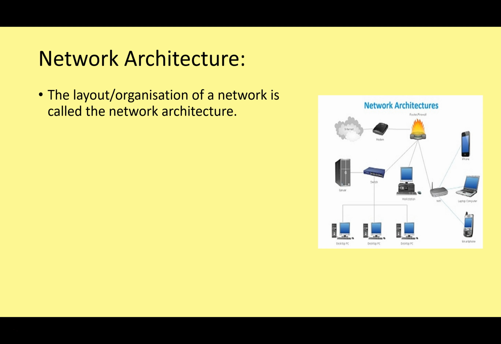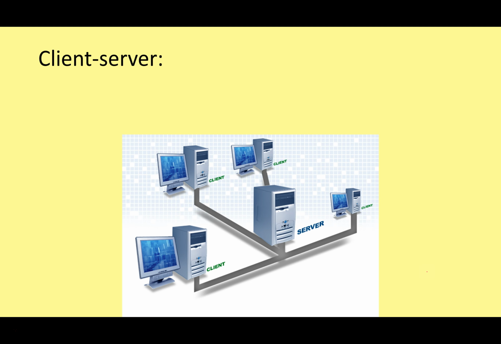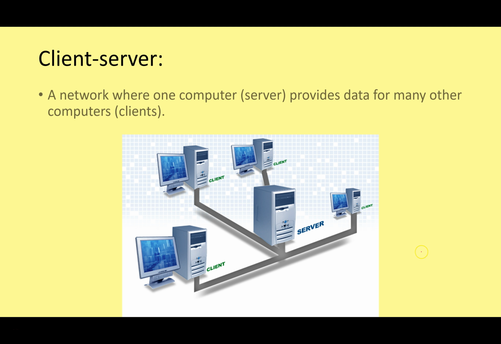Well, it's simply the layout or the organization of a network. There are two main types of architecture we need to know about at this level. We've got the client-server model and the peer-to-peer network model. Starting with the client-server model.